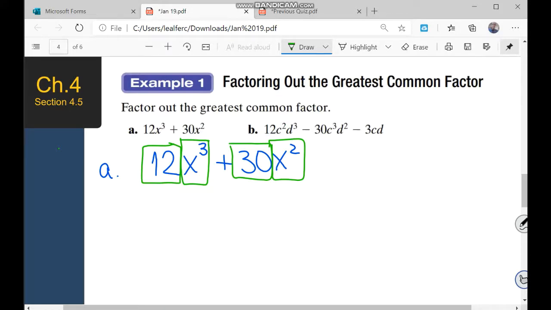We have 12, and 12 is 6 times 2, and we have 30. 30 is 6 times 5. Right? What's going to be the greatest common factor here? We have factors 6 and 2 in one term, and we have factors 6 and 5 in the other term. What is the greatest common factor? Tell me. I give you 3 seconds. If you know the answer, type here in the chat.